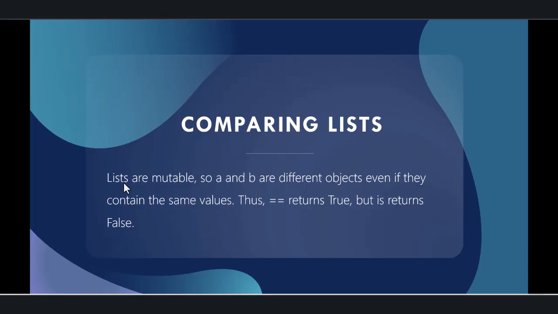Lists are mutable, so A and B are different objects even if they contain the same value. So double equals returns true, but is returns false. Now we can understand easily. With strings, if both values are the same, it was taking the same memory object, but with lists, as they are mutable, it takes different objects, even though they contain the same values.